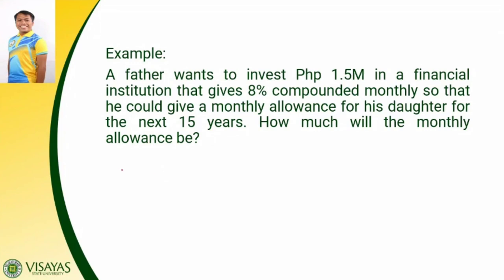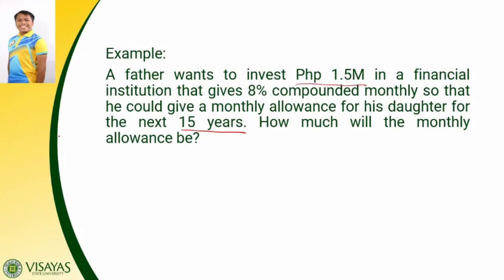Okay, so in this problem, the monthly allowance for 15 years is unknown. We need to find how much the allowance is every month, and the present value of these allowances should amount to 1.5 million. It should be the same as 1.5 million.